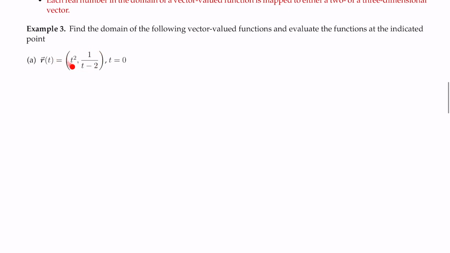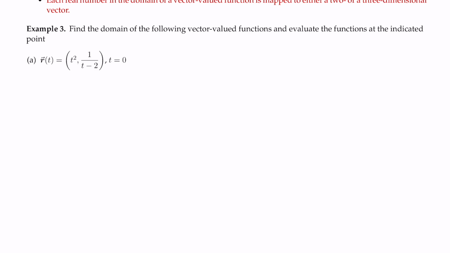So here you have a two-dimensional vector value function. The first component is t squared, the second component is 1 over t minus 2. And then later on you are asked to evaluate the vector value function at t equal to 0. But let me go ahead and evaluate this function at t equal to 0 and see how you would possibly do that. It's very straightforward.